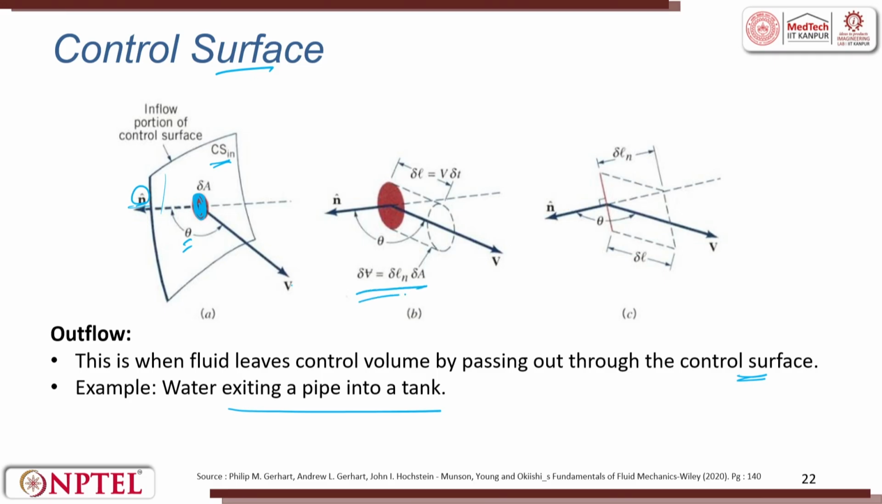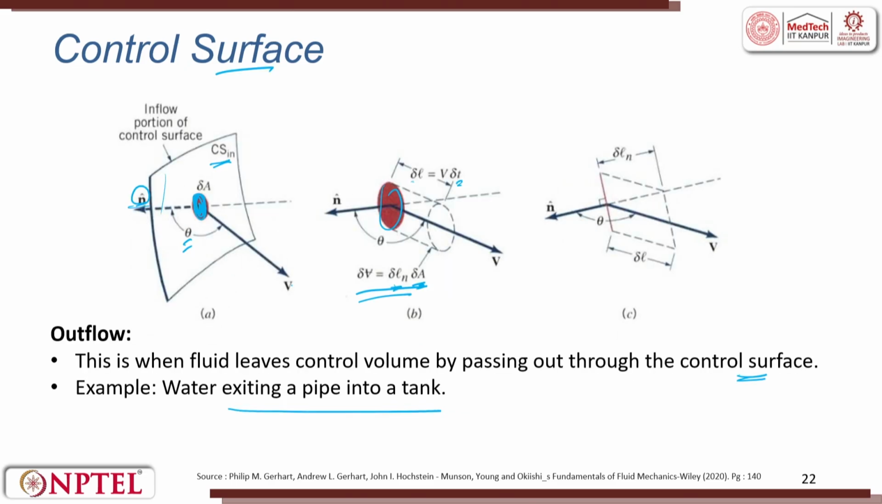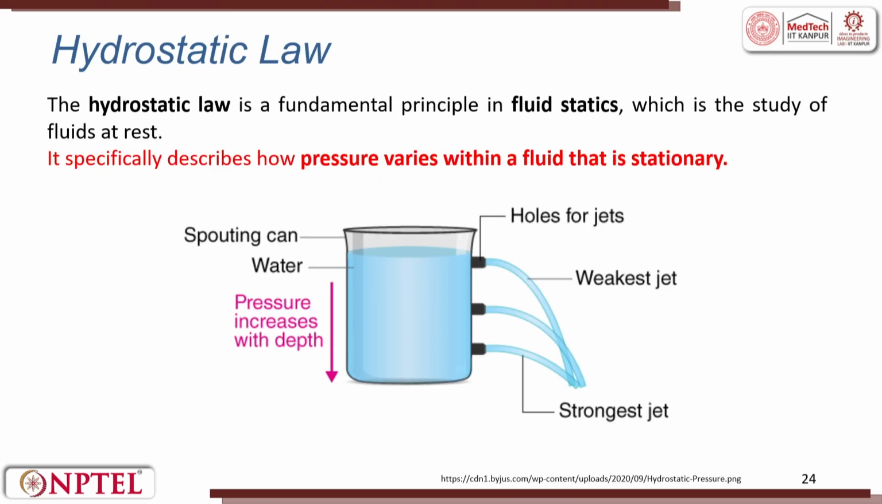So, you can define this in terms of dl, the increase in length, which is nothing but velocity times delta t. So, it moves from this point to this point. With an additional area delta A, it moves with an increase in length of delta n. N is the normal. So it can be resolved like this. So when it goes out across the typical portion of a control surface, this is for inflow, this is for outflow. So now let us see some of the basic laws.